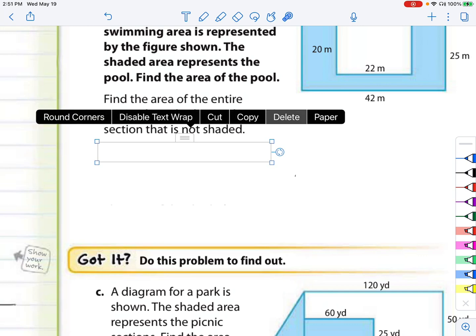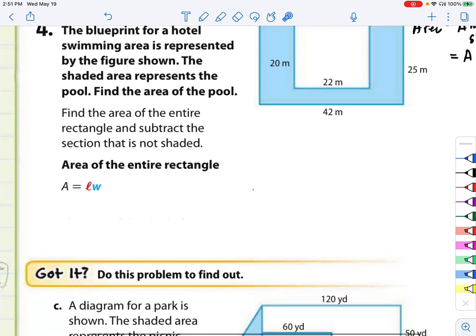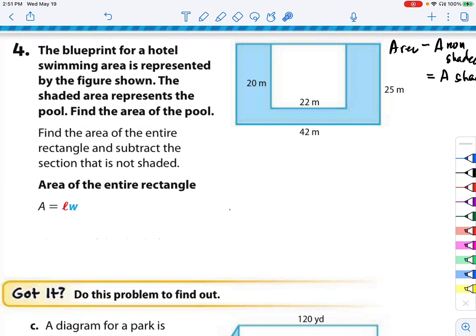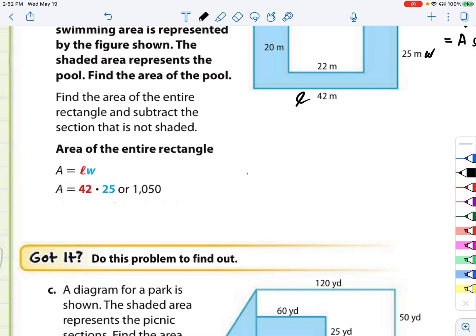So let's look at the area of a rectangle. We know that the area of a rectangle is length times width, the length being 42 and the width being 25. So this is the length of the rectangle and this is the width of the rectangle. We substitute those values: 42 times 25 will give us 1050. So that's the area of the rectangle.